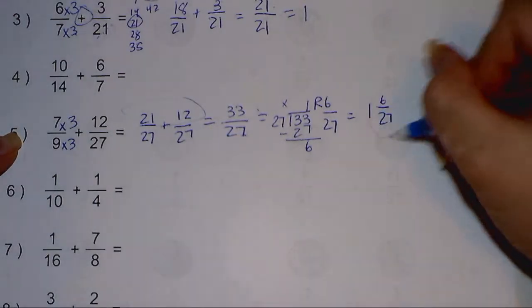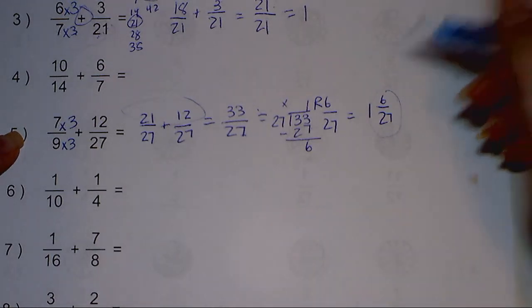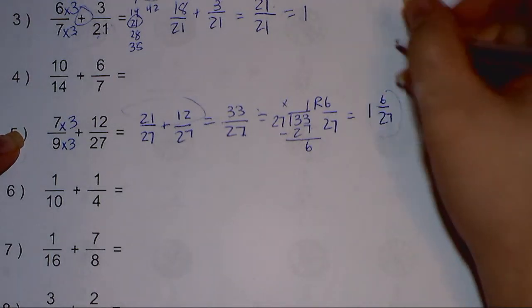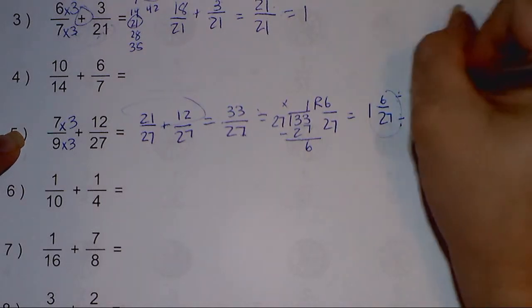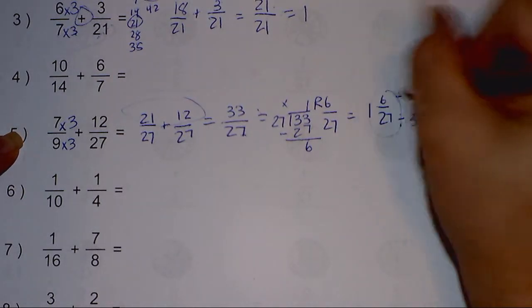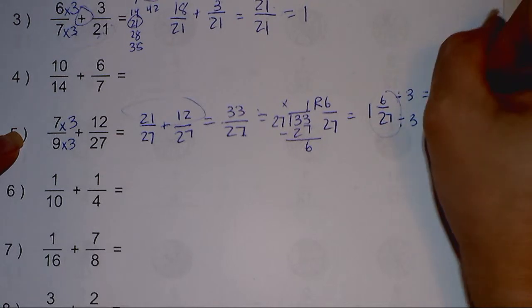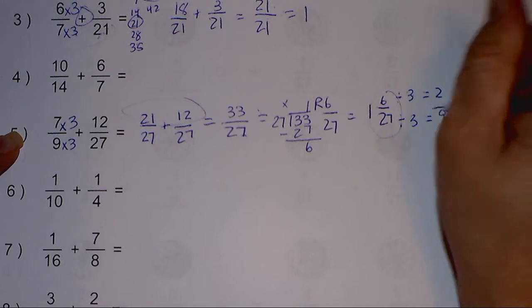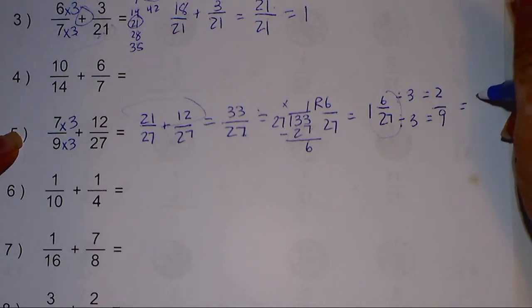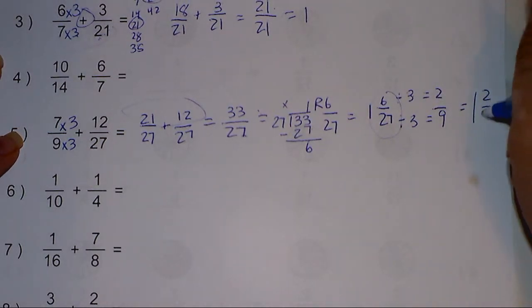This is not done. So let's look at this. What is something both sides can be divided by? 3. 6 divided by 3 equals 2. 27 divided by 3 equals 9. So my real answer is 1, 2, 9.